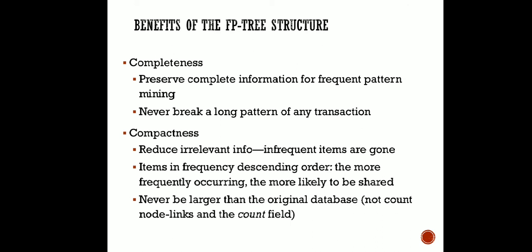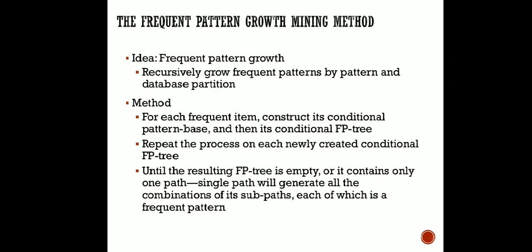It follows one more property, that is compactness. It reduces irrelevant information, and items are in frequency descending order. Whichever is the most frequently occurring item is more likely to be shared. And these are the benefits, and in the next class we are going to start from here, that is how we are going to mine this FP growth tree.